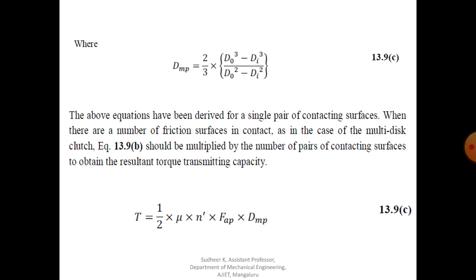We'll discuss what you mean by a multi-plate clutch later. So torque equals half into mu, where mu is nothing but the coefficient of friction, into n dash, where n dash is the number of pairs of contacting surfaces, into F_a, which is nothing but the axial force, into d_m, which is nothing but the mean diameter of the friction disk. This expression you will get from equation number 13.9c in your data handbook.